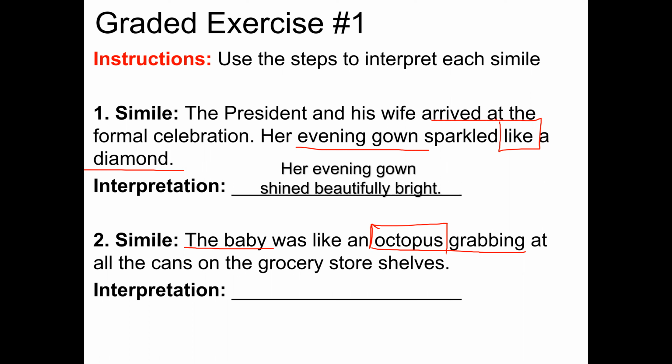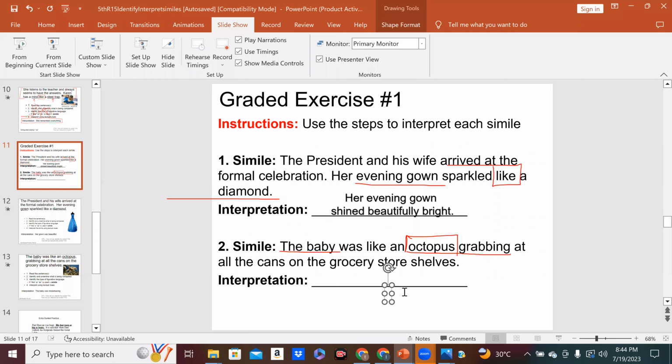The baby is hungry. The baby is greedy. Greedy? Well, we don't know if the baby is greedy. The baby might just be the baby. It never said the baby is greedy. It just said the baby is doing a particular action. What about the baby is reaching at all the cans on the shelf in the grocery store? The baby is misbehaving. That's rude. That's all they're trying to say. The baby is misbehaving.